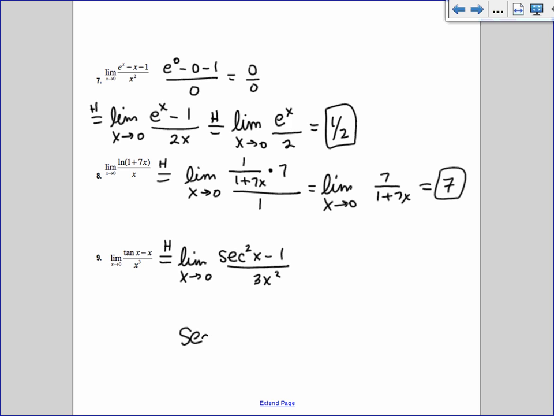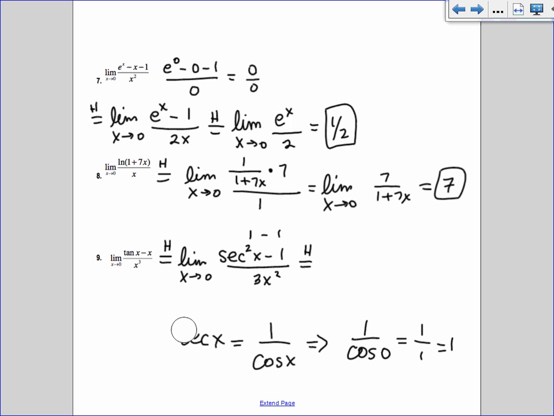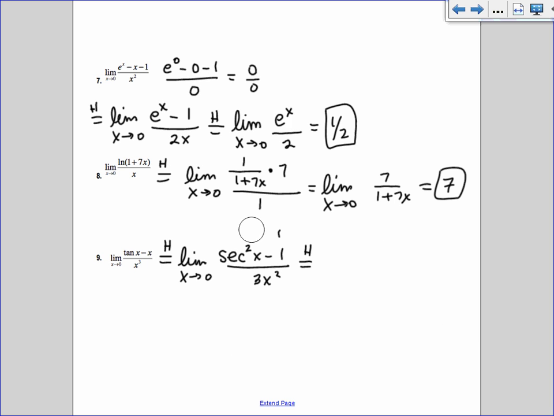Right, secant of x is 1 over cosine of x. So if I plug in 0, I have 1 over cosine of 0, which is 1 over 1, so 1. So I have 1 minus 1, and then I have 0 on the bottom. You with me? Yeah. So I'll do it again. So you have to do 1 over cosine. So now we have secant squared. Think about that. That's like secant x squared.